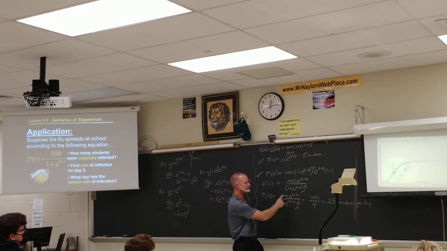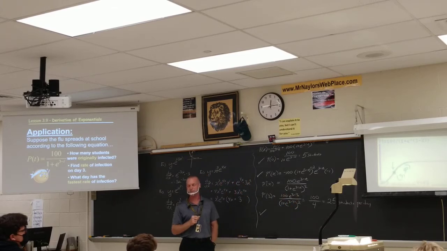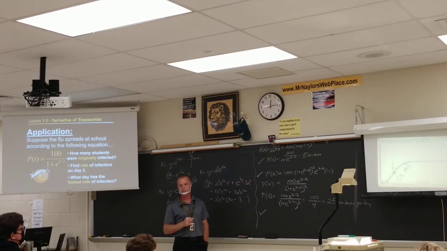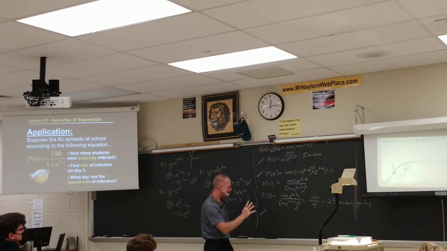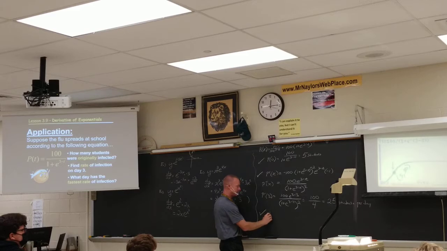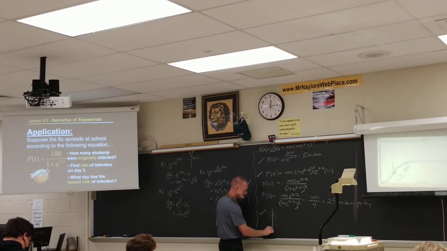Remember, this was the rate. That meant on day 3 that I added 25 kids. Okay, but because of the shape of the graph, I would say that I have the fastest rate at day 3. Wouldn't hurt to probably draw the graph. But again, we have day 3 here.